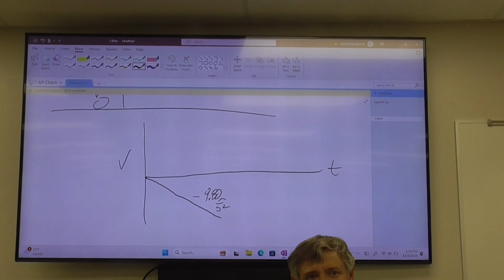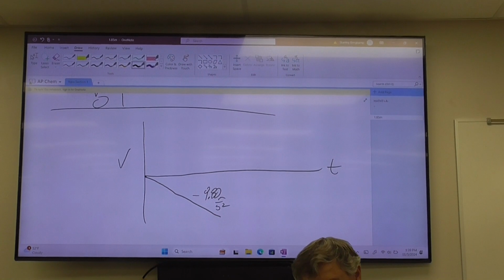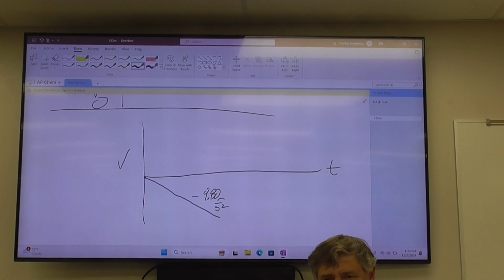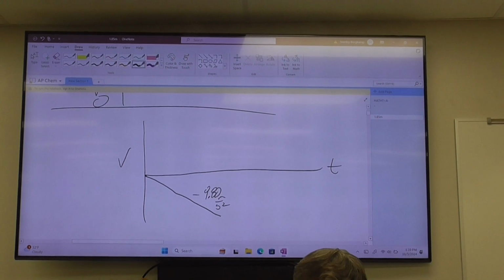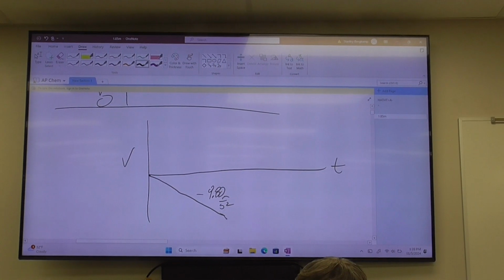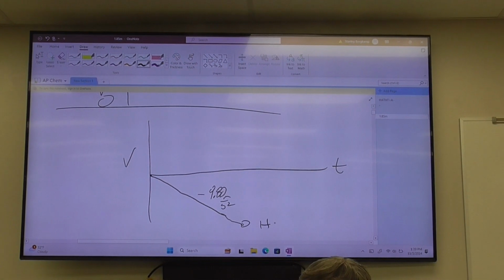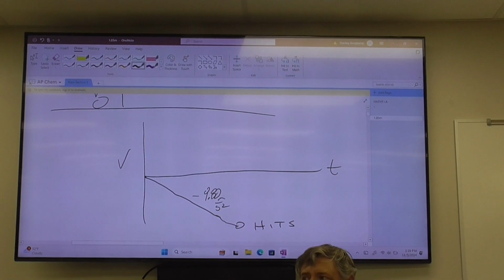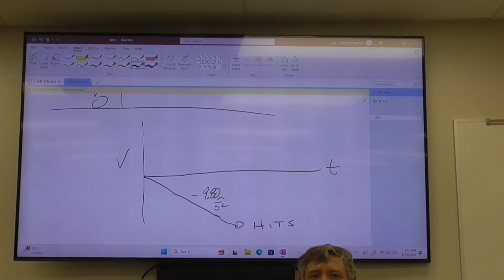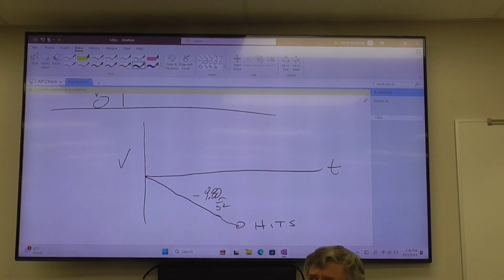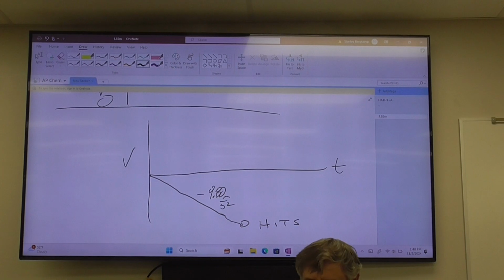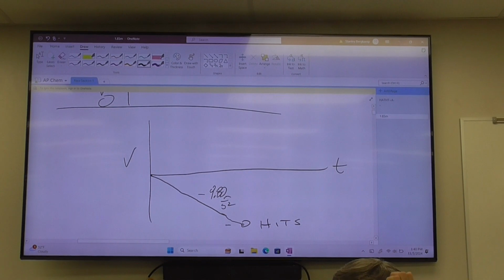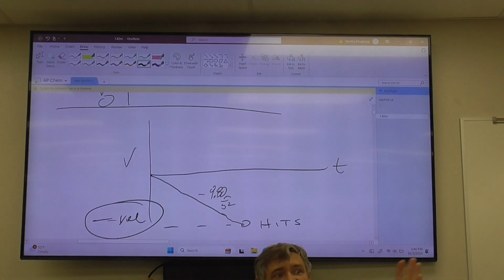What's the only force acting on it? Gravity. Okay? So this is going to be important. This is going to be when it hits the ground. When it hits the ground, what's the sign of the velocity going to be? Do not make this difficult. Negative, which direction is it going? Down. So this is going to be some negative velocity when it hits the ground. True?